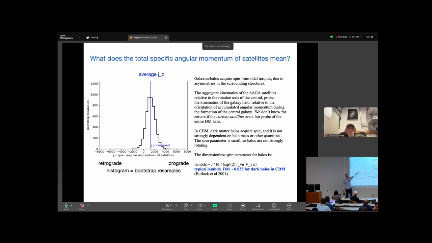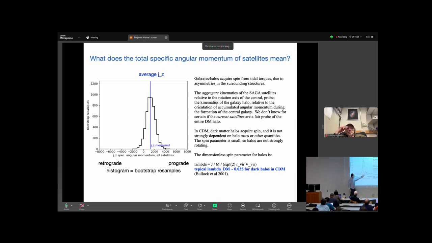Galaxies and halos acquire spin from tidal torques. The aggregate kinematics of the SAGA satellites, because it's the whole thing, it's not just one satellite, but the whole thing, probe the kinematics of the galaxy halo. The median radius of these that I'm using here is about 160 kiloparsecs. They're pretty far out. It's the kinematics of the halo relative to the orientation of accumulated angular momentum that winds up in the central galaxy, because that's what I'm using to define the reference frame, because I can't actually see the dark halo. So we don't know for certain if the current satellites are a fair probe of the entire dark matter halo, but they are at pretty large radius, so it's at least interesting.